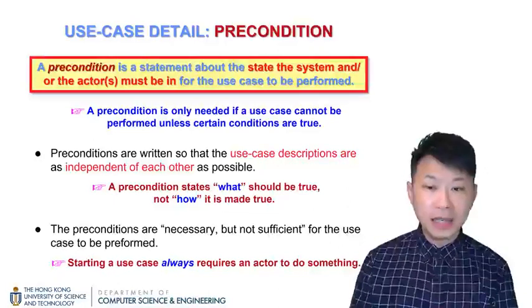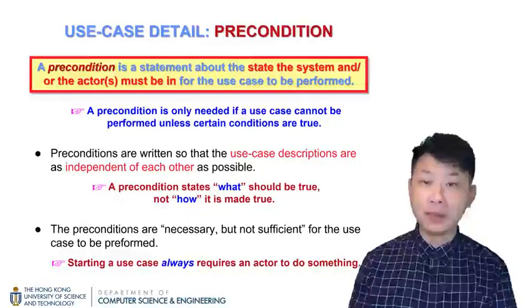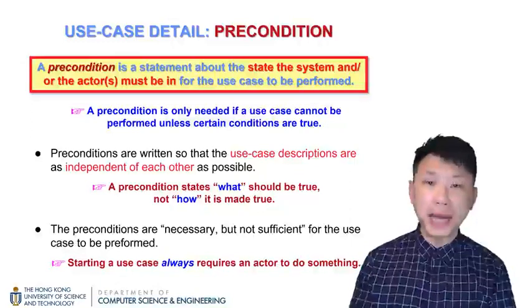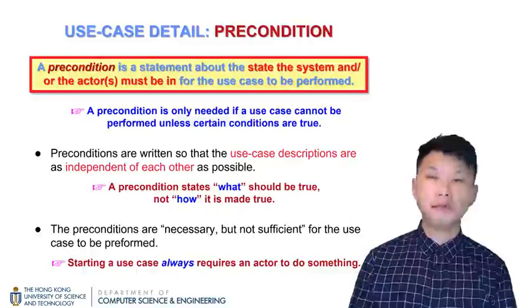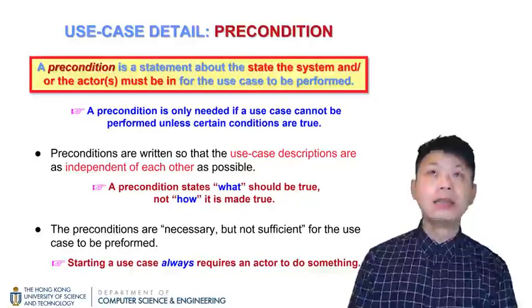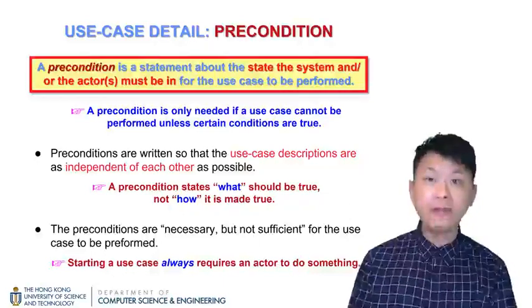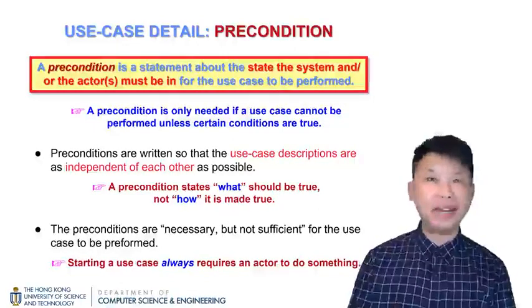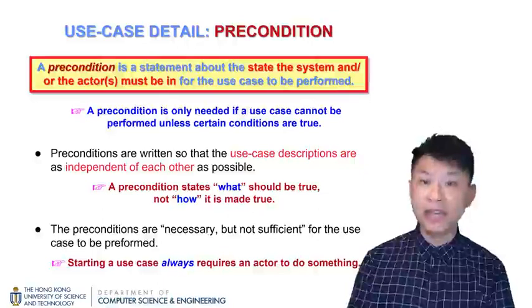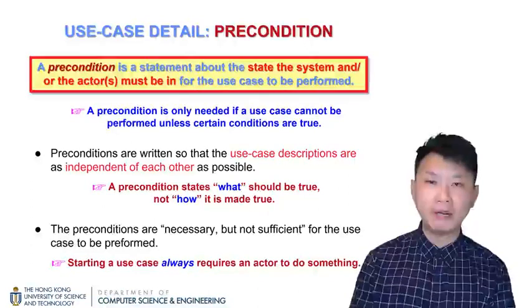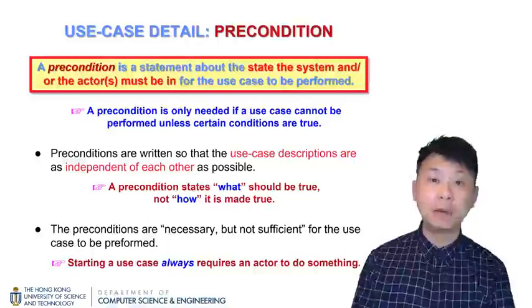So starting a use case always requires an actor to perform something within the system. As an example, let's say we are implementing an ATM system for a bank. Then let's say we want to withdraw money from the ATM, and withdraw money is actually a use case on the system. Then in order to perform the withdraw money use case, we have to make sure that the balance is bigger than or equal to 100 before you can withdraw money from the ATM. And that's a precondition that we have to specify within the use case specification, because that's the condition that we have to make true before we can perform the use case.